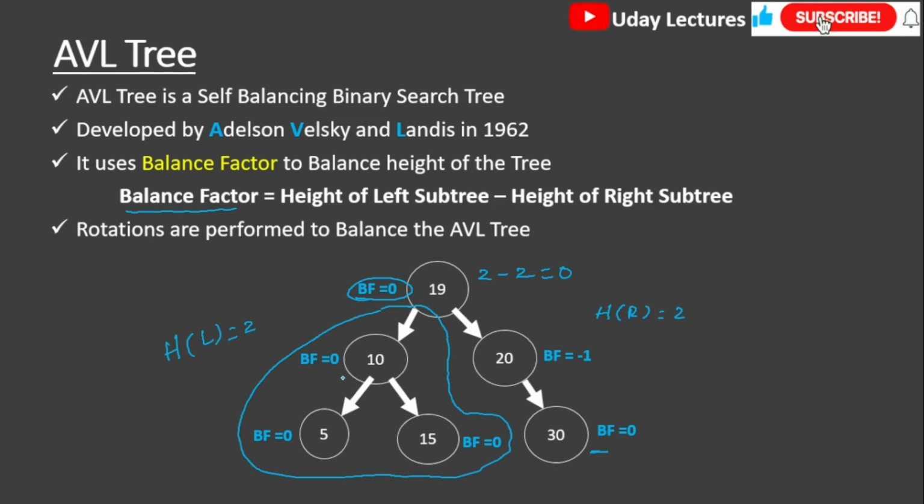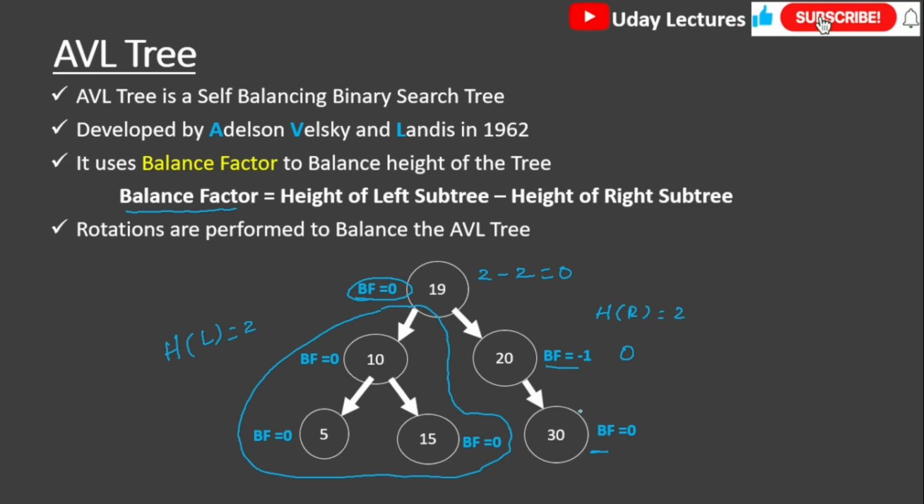If you come to this node, again the height of the left subtree is 1 and the height of the right subtree is 1, which ends up with 0. It is important to note that all the leaf nodes in the tree will have a balance factor of 0. If you see, the balance factors for them are 0. Coming to this node here, you can see the balance factor is -1. How did we compute it? For 20, there is no left child, so the height of the left subtree will be 0.